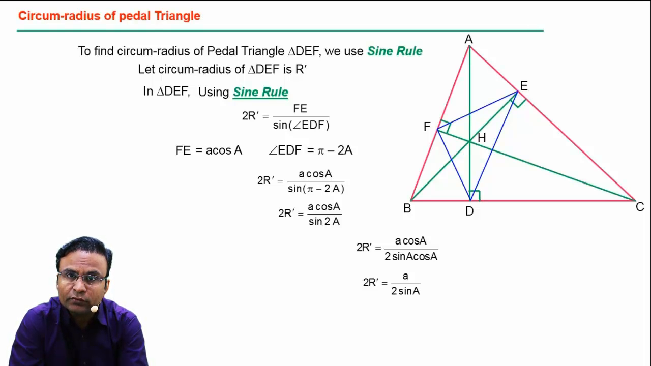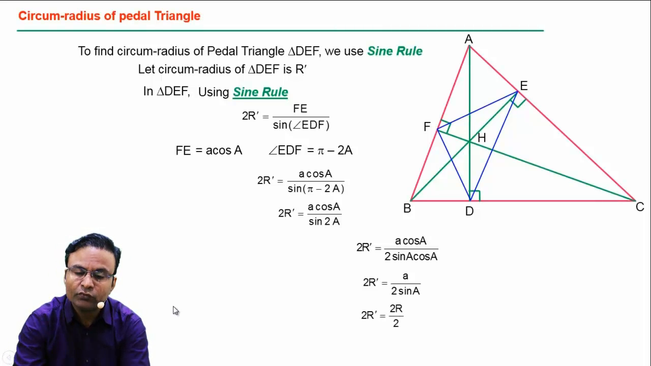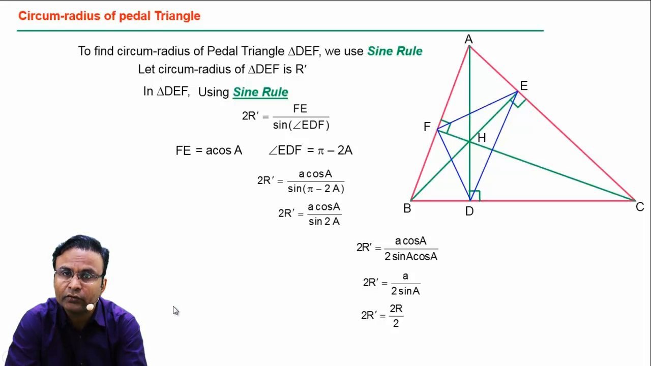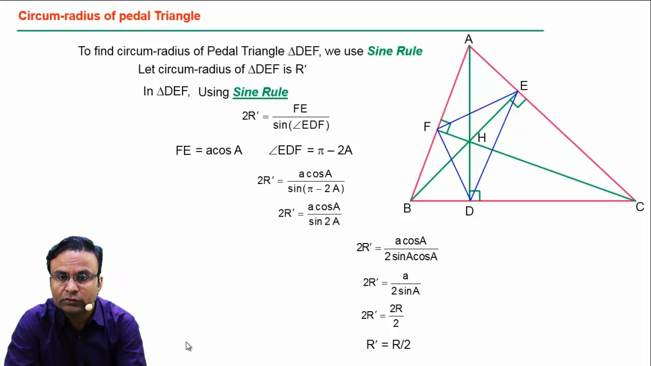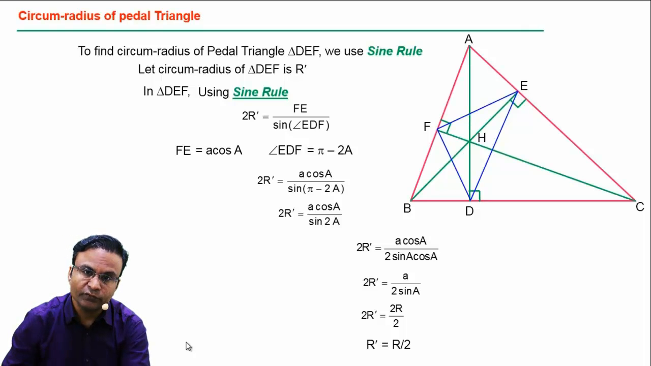Now from the sine rule, a upon sine A is equal to 2 capital R. Capital R is the circumradius of triangle ABC. So we have 2R dash is equal to 2R by 2, or R dash is equal to R by 2. So we got the result. The circumradius of the pedal triangle is half of the circumradius of triangle ABC. So if the circumradius of triangle ABC is given, we can find the circumradius of the pedal triangle, which is half of it.